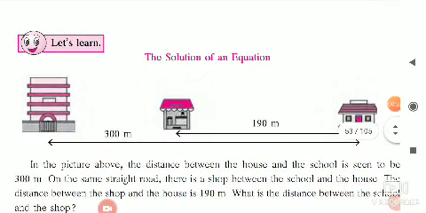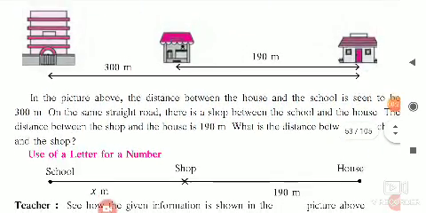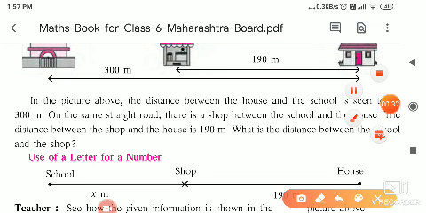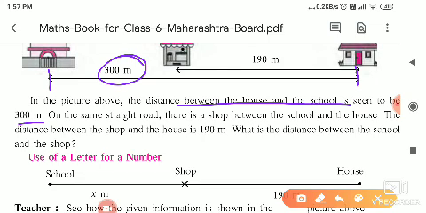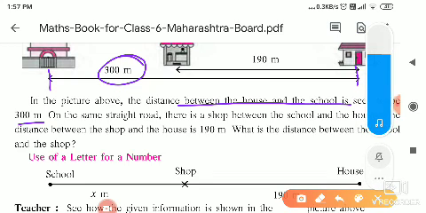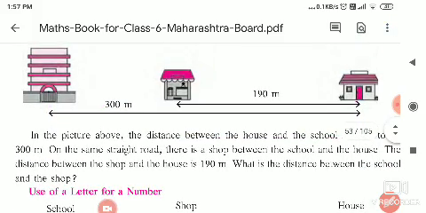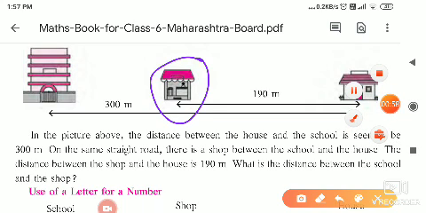Here it is a school. See here, in the above picture, the distance between the house and the school seems to be 300 meters. This is our school and that is the house, and the distance here is 300 meters. On the same straight road, there is a shop between the school and the house. So here is a shop in between the school and the house.